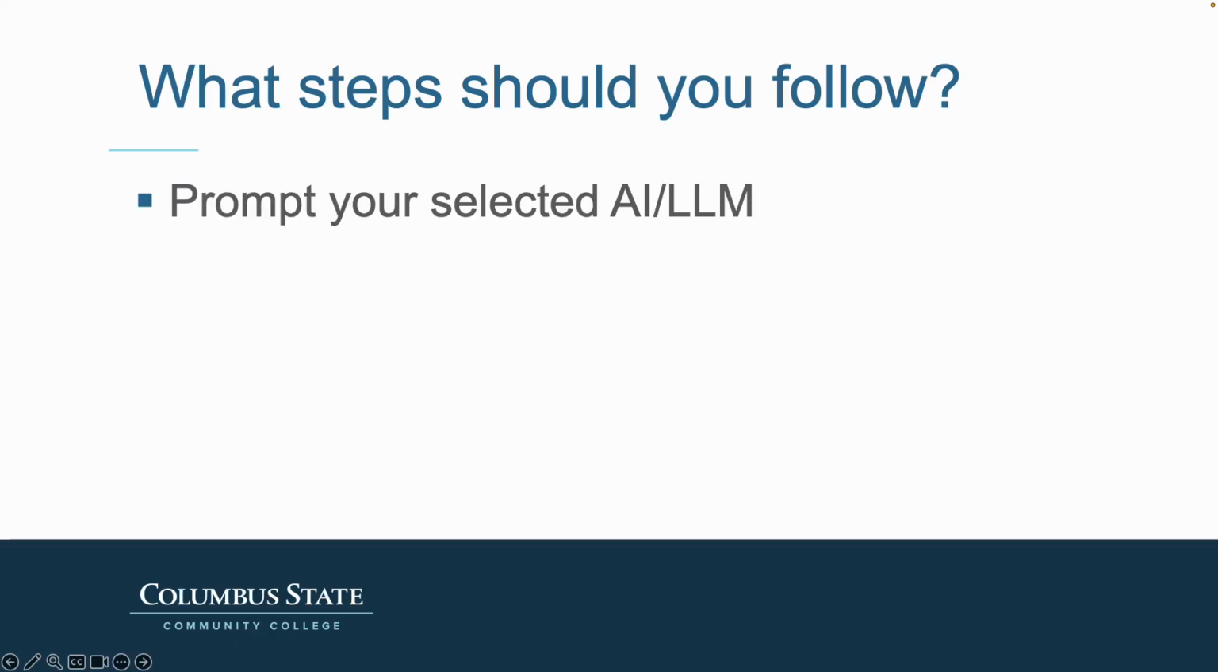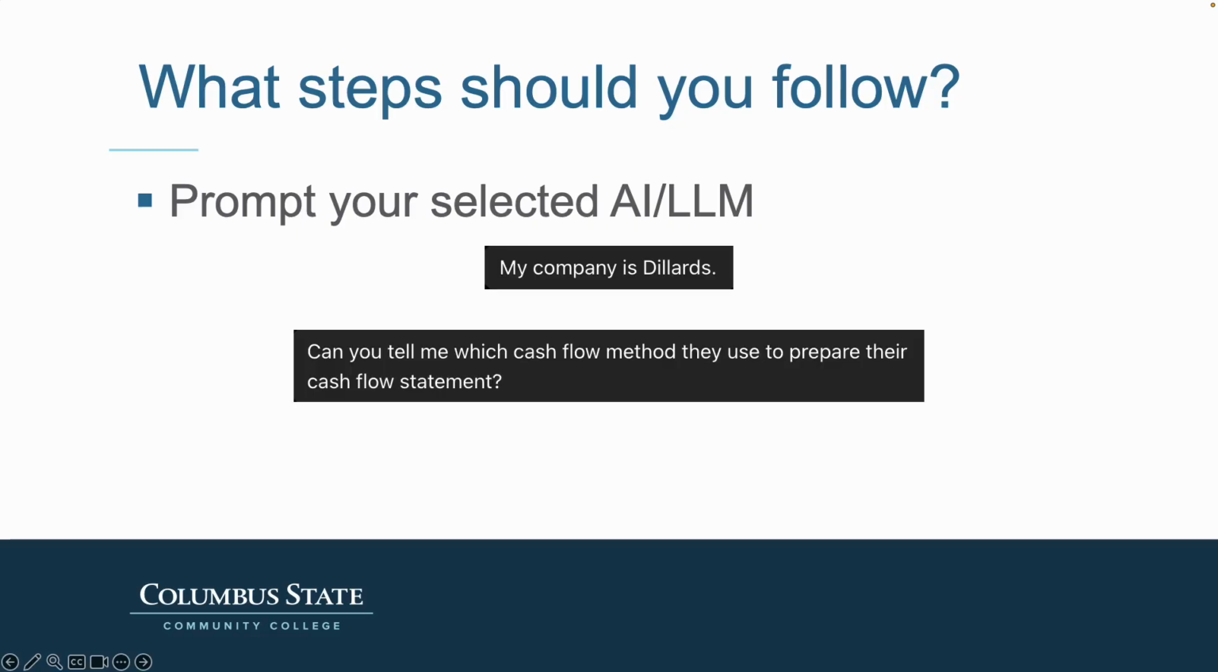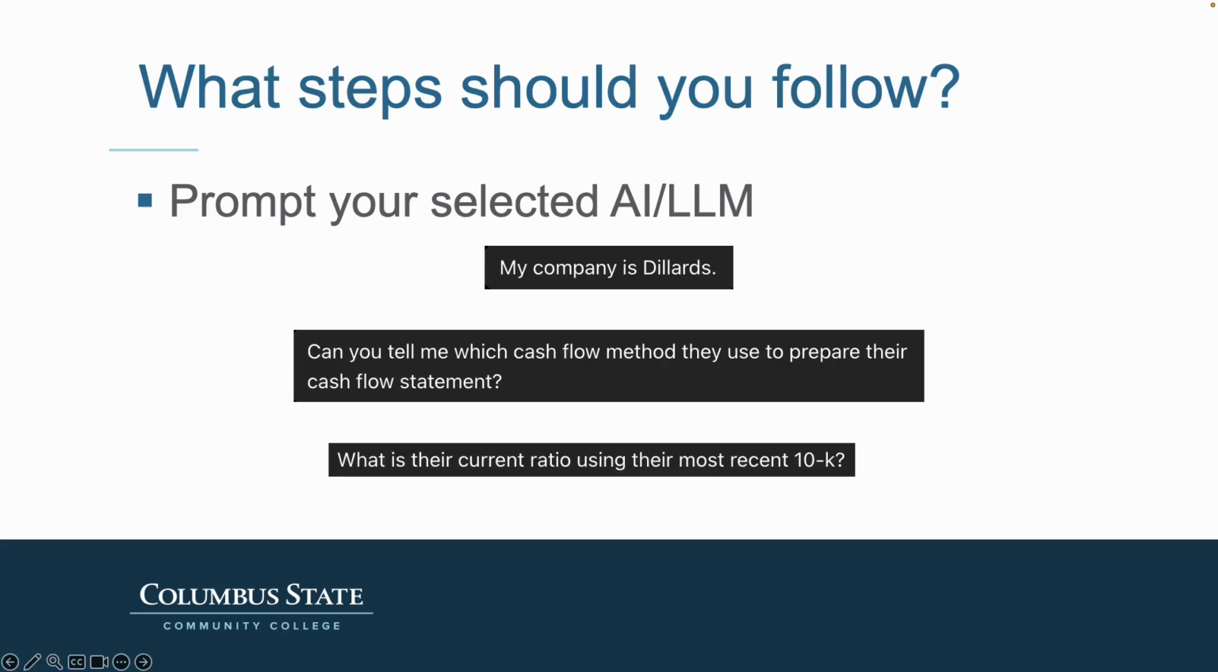Use your selected AI LLM to answer the questions. I just went a little more straightforward this time and said, my company's Dillard's. Can you tell me the cash flow method they use? And can you tell me what their current ratio is?